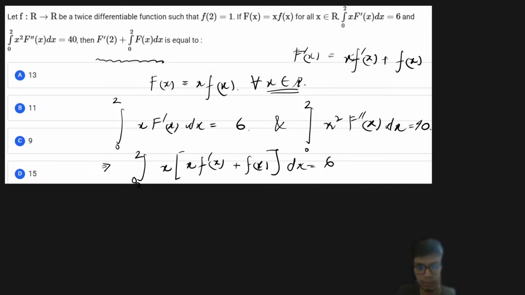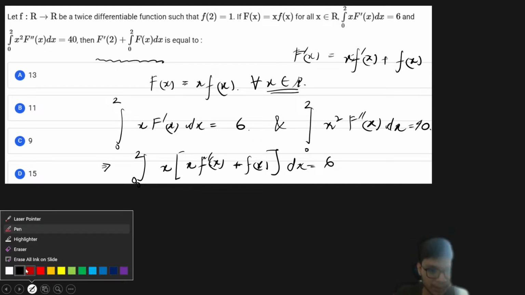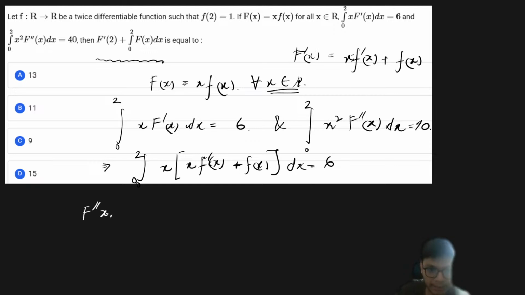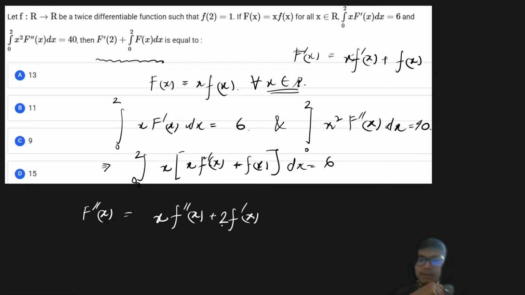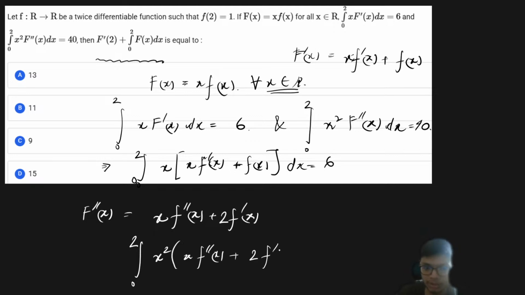Now if you put that in the second expression, let us differentiate it again. It is going to be x into small f double dash of x plus f dash of x plus f dash of x, so that is going to be equal to 2 times f dash of x. Once we have this expression, let us put that in the second expression, that is the integral from 0 to 2 of x square into x into small f dash of x plus 2 times f dash of x dx is equal to 40.